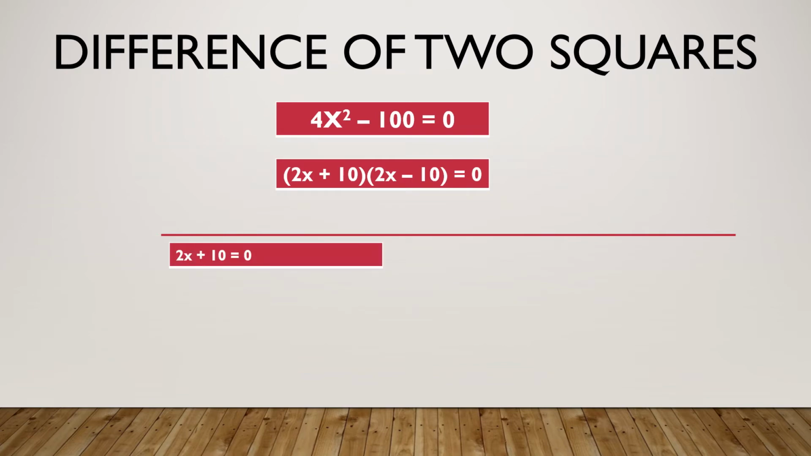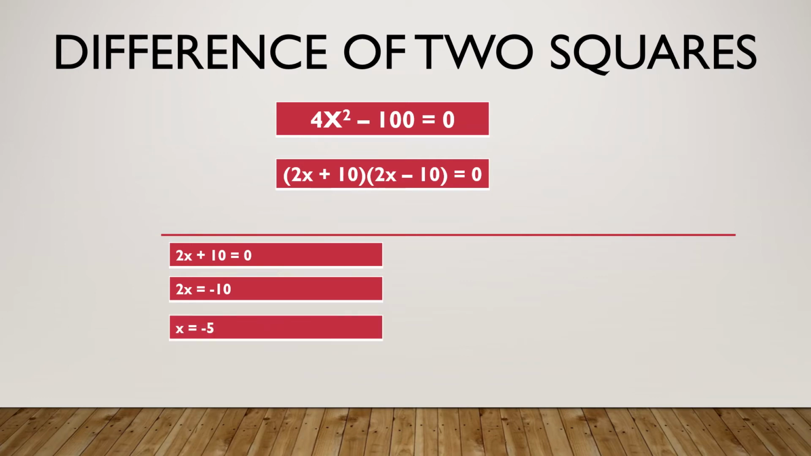Then solve each factor. We're going to equate each factor to 0. So 2x plus 10 equals 0. Then transpose positive 10 to the right, so it becomes negative 10. Then solve for x. The result is negative 5, because you divide negative 10 by 2.